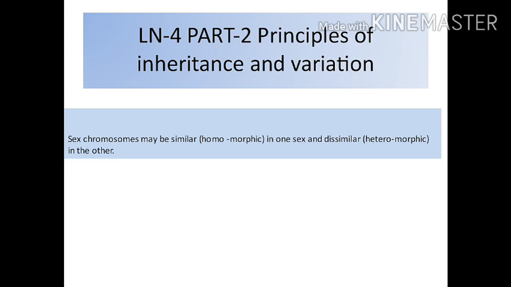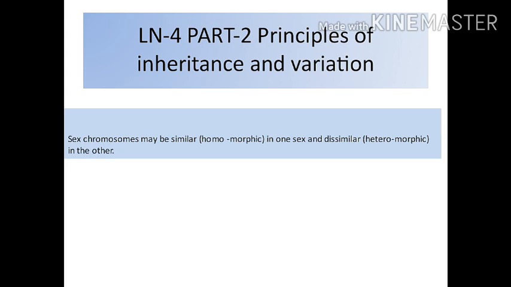Coming to the chromosome, there are two types of chromosome, one is autosome and another one is allosome. The autosome determines the body characters. The allosome determines the sex of the organism.